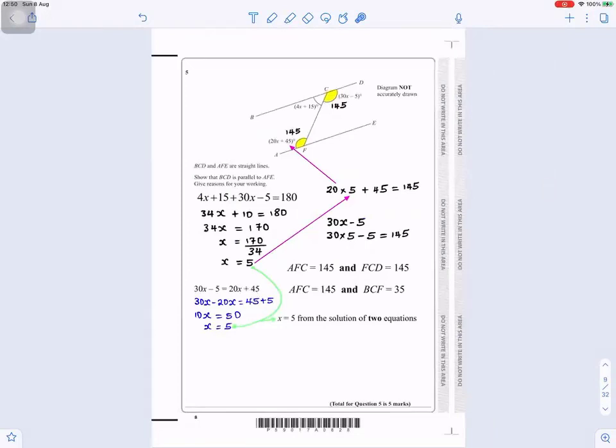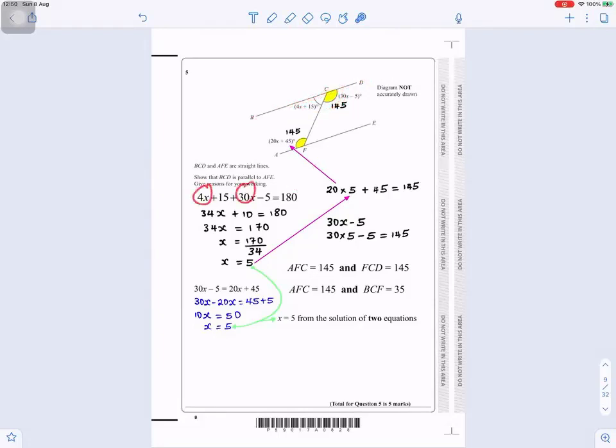Question number 5. BCD and AFE are straight lines. Show that BCD is parallel to AFE. Give reasons for your working. So we have 4x plus 15 plus 30x minus 5. Because it's a straight line, these two angles add up to 180 degrees. So that equals 180.